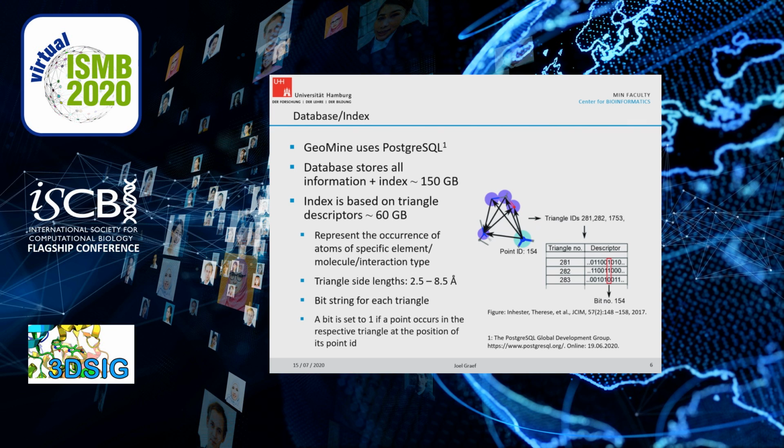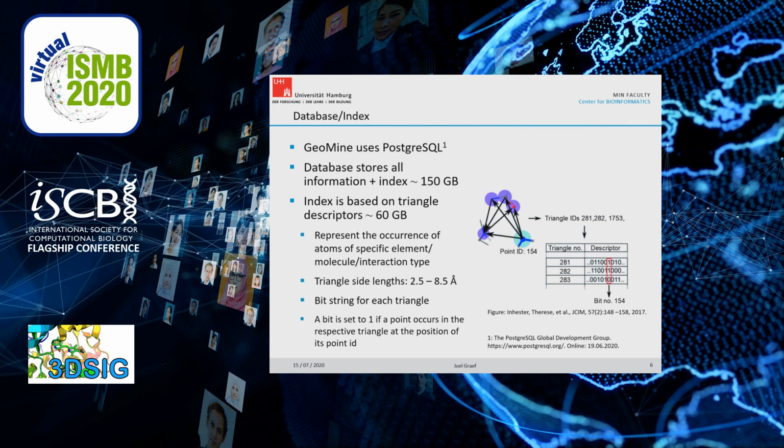GeoMine uses the PostgreSQL database technology and is currently about 150 GB in size. This database contains tables that store the textual and numerical properties, as well as the atoms and interactions of the protein-ligand interfaces and an index structure. This index occupies 60 GB of the 150 GB and is based on so-called triangle descriptors. These represent the occurrence of atoms of a specific element, molecule, or interaction type.